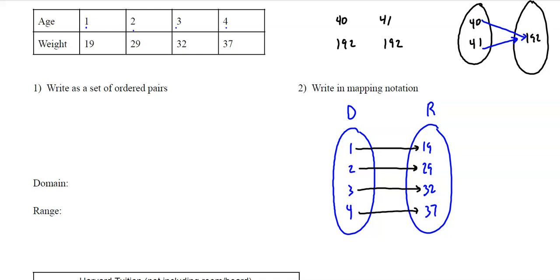Down here it says the domain, and it kind of has it in colon. So we're going to use set notation. So you kind of have this squiggly brace. So the domain, we're going to put all of the x values or all the inputs. So 1, 2, 3, and 4. So that would be the domain. And then the range, we're going to put in the y values.